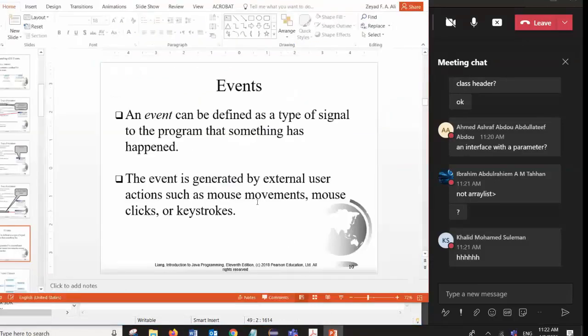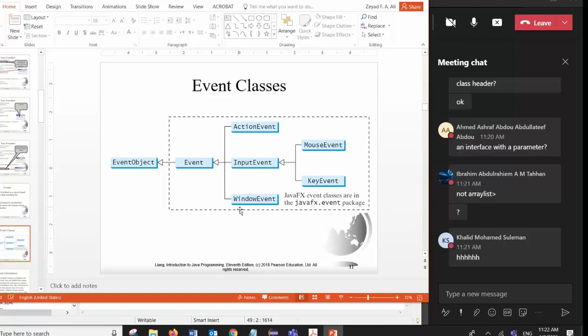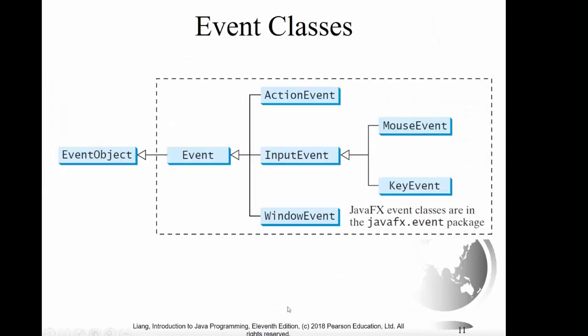Let's go back to the slides. An event can be defined as a type of signal that triggers something or tells the program that something has happened. Usually the event is generated by external user actions such as mouse movements, mouse clicks, or keystrokes. These are all events. Look at the events now. We are expecting three main types of events. All of them are subtypes of the event class.